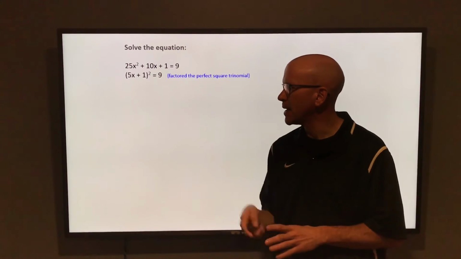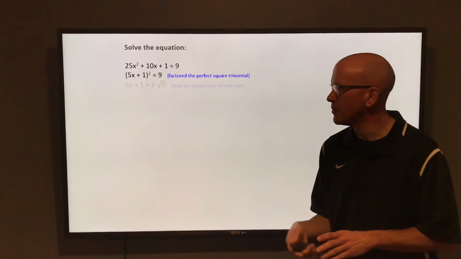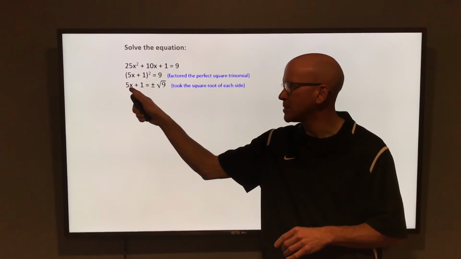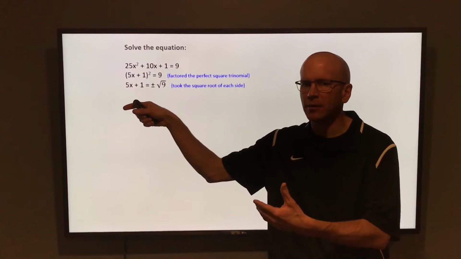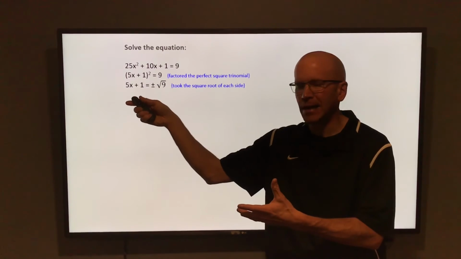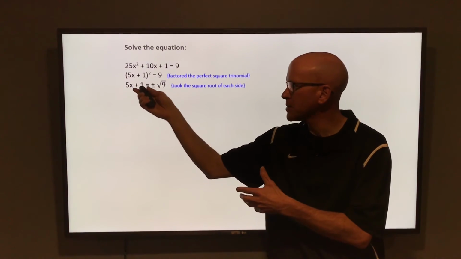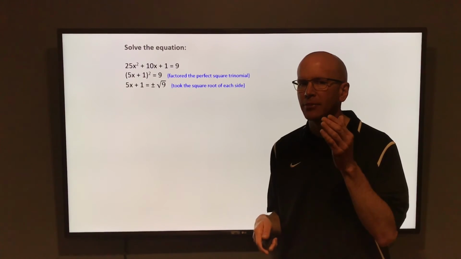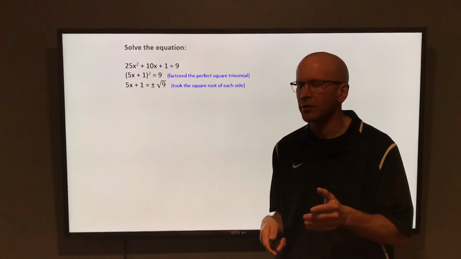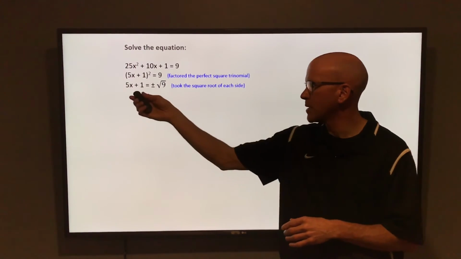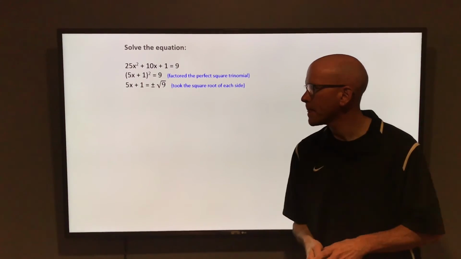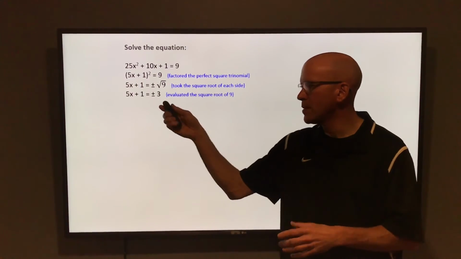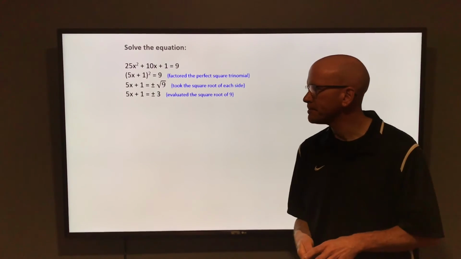So to solve that for x, we need to get rid of the parentheses, so take the square root of each side. The square root of 5x plus 1 squared, remember square root and squaring are inverses of each other. They knock each other out. So it'd be 5x plus 1 equals, on the other side, the square root of 9. You have to take into account the positive and also the negative square root of 9. So 5x plus 1 equals positive or negative square root of 9. The positive square root of 9 would be 3. The negative square root of 9 would be negative 3.